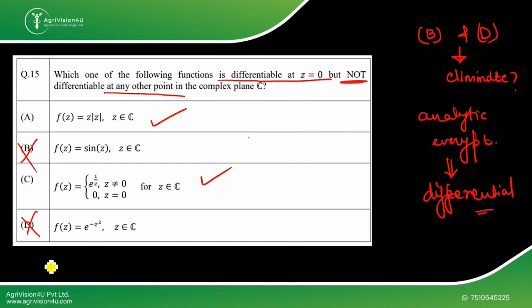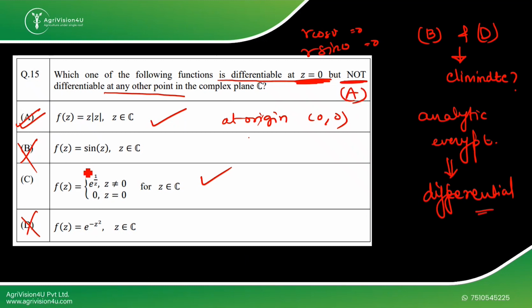The question asks which of the following functions is differentiable at z0 but not at any other points. It means it will be satisfied only at the origin, not at other points. It is only differentiable at the origin, that is 0, comma 0. Because only at 0, comma 0, r cos theta will be 0 and r sin theta will be 0. So let's see the C option also. But as you can see, option A will be correct for this. But let's see option C.